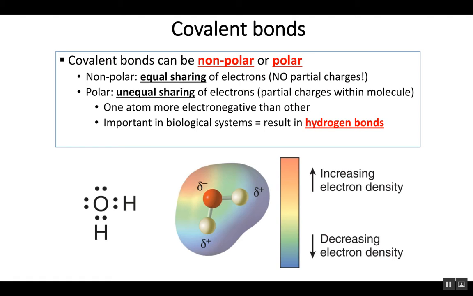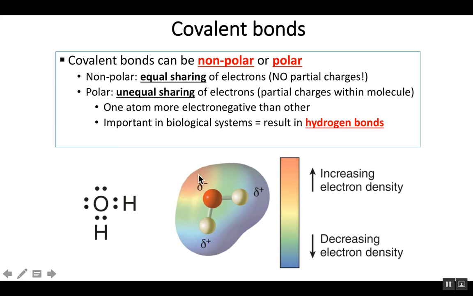Here's where we actually discuss this idea of polarity a little more. Covalent bonds can be nonpolar or polar. Nonpolar is equal sharing of electrons, no partial charges. We saw that with methane. Lipids form a lot of nonpolar bonds. If you are polar, there is unequal sharing of electrons. Partial charges exist within the molecule, and you always see this partial charge designated at different points in the molecule.